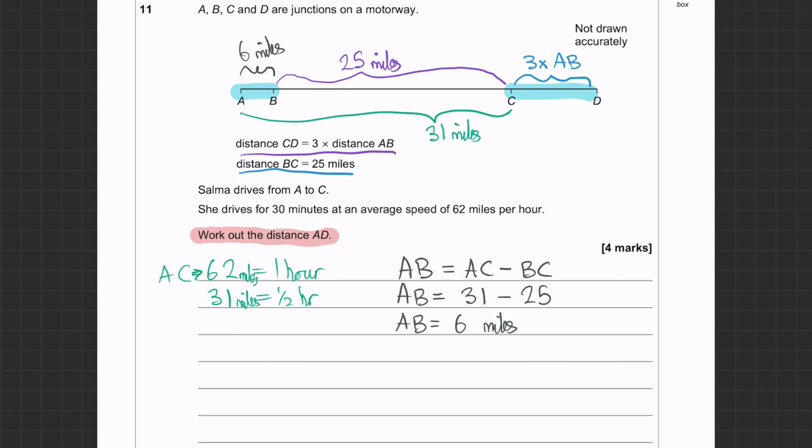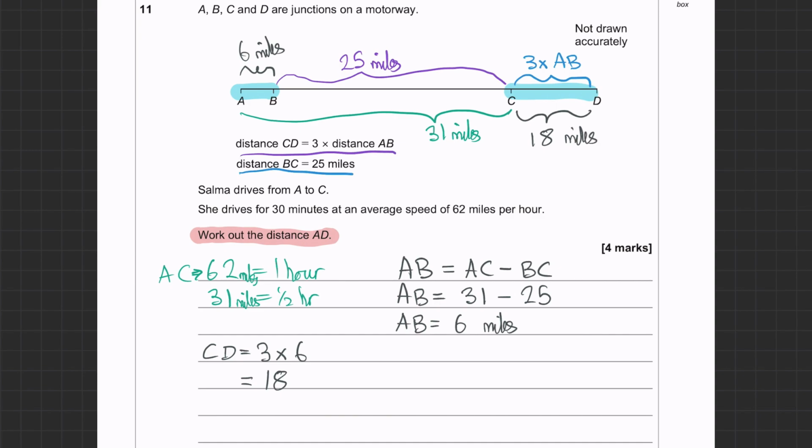So the final missing piece of information is the distance from C to D, which we've already said is 3 lots of AB, which AB is 6 miles. So we can say that C to D is 3 lots of A to B, which is 6, and that equals 18. So C to D equals 18.